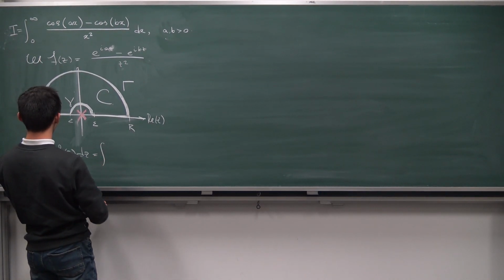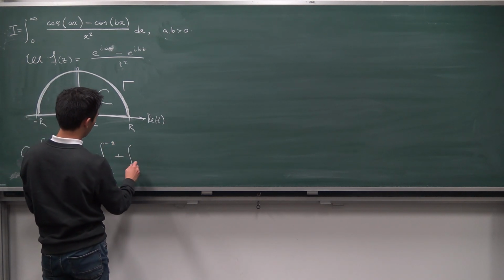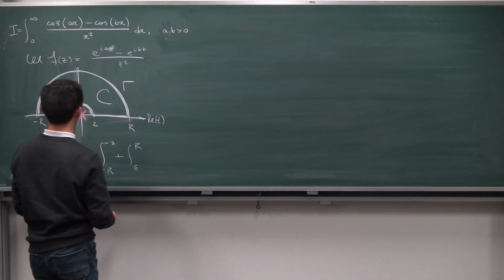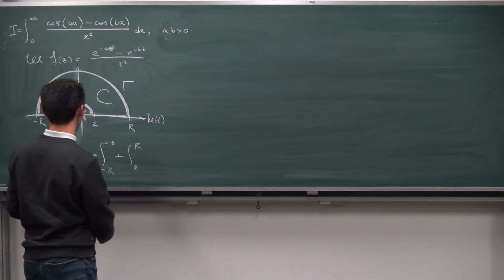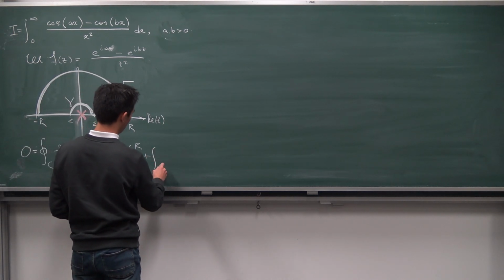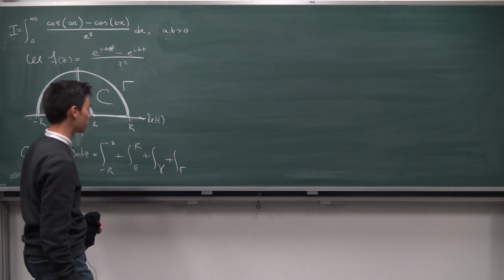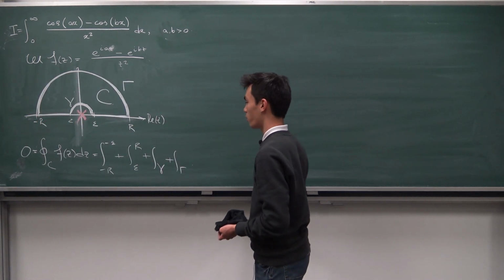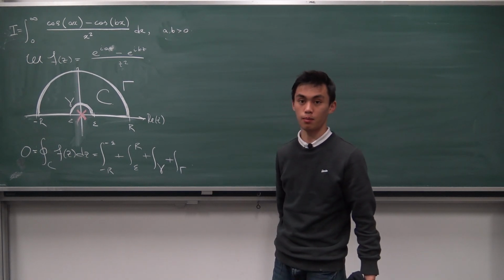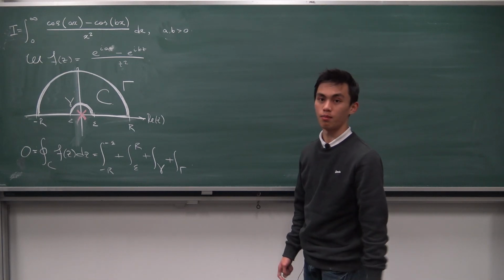Let's say the integral from minus r to minus epsilon, and then plus the integral from epsilon to r. I don't bother writing the f of z's over here because it's implied. And then we also have the plus the integral over little gamma, and then plus the integral over big gamma to finish off. So these are all the integrals we're going to evaluate here. So now all we have to do is just evaluate them one by one and see if we can reproduce our integral I here somewhere.